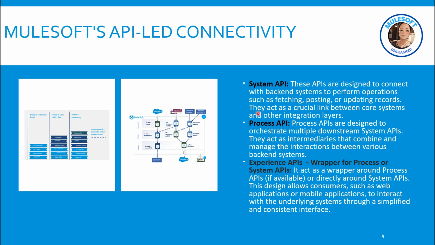Process layer, this is where the orchestration happens. It combines data from multiple systems, applies business logic, and ensures smooth information flow between applications.